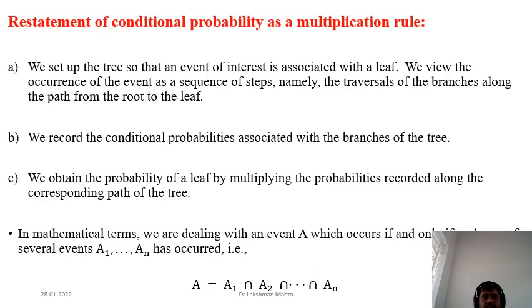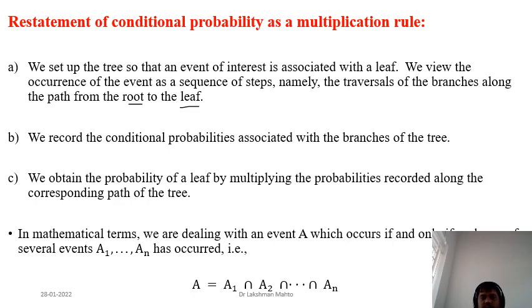Coming further, we set up trees so that an event of interest is associated with a leaf. We view the occurrence of an event as a sequence of steps, namely the traversal of the branches along the path from the root to the leaf. Root would be a starting point. We record the conditional probability associated with each branch of the tree. We obtain the probability of a leaf by multiplying the probabilities recorded along the corresponding path of the tree.